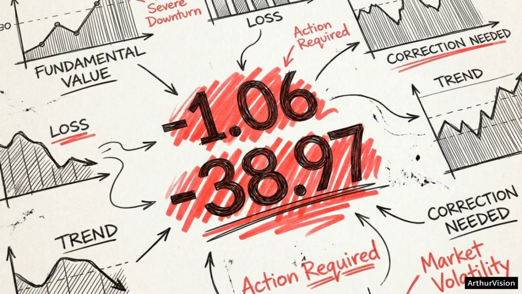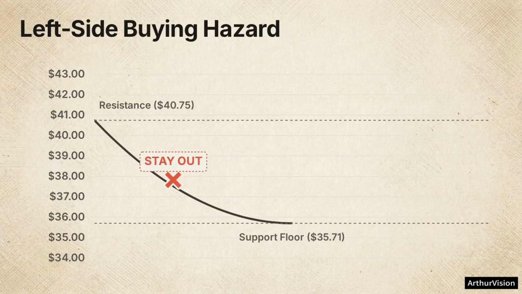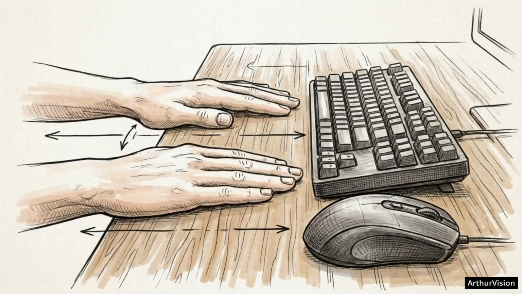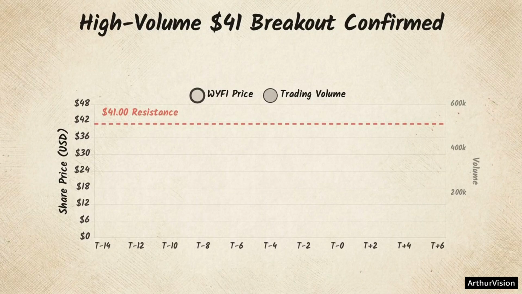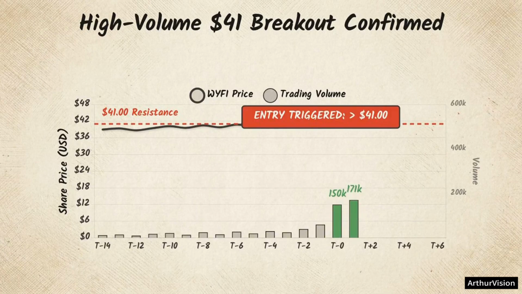This establishes a strict rule. Because White Fiber lacks fundamental value to act as a safety net, attempting to anticipate the bottom of this box, buying on the left side of the action, is statistically disastrous. The only valid entry algorithm here is patience. We require a confirmed high-volume breach of the $41 psychological resistance. That breach is the mechanical proof that institutional momentum has returned.